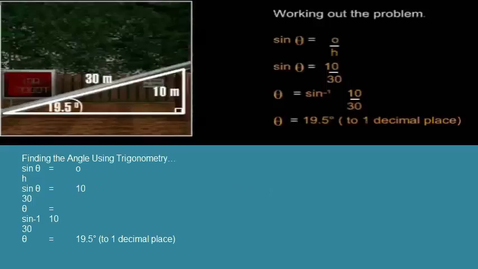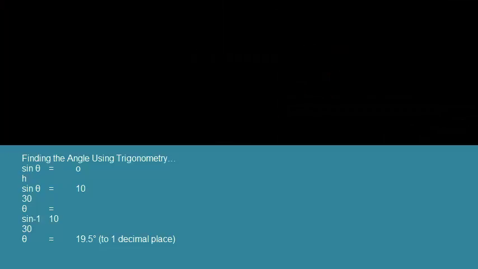Sine theta equals O over h. Sine theta is equal to 10 over 30. Theta is equal to inverse sine of 10 over 30. Theta is equal to 19.5 degrees.